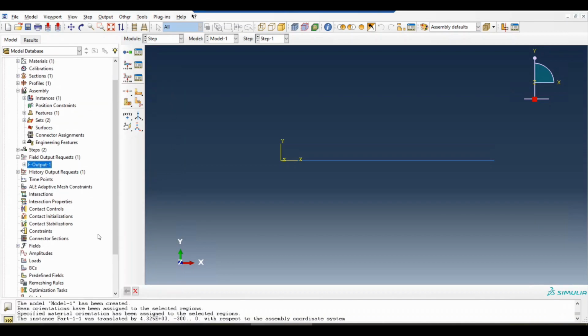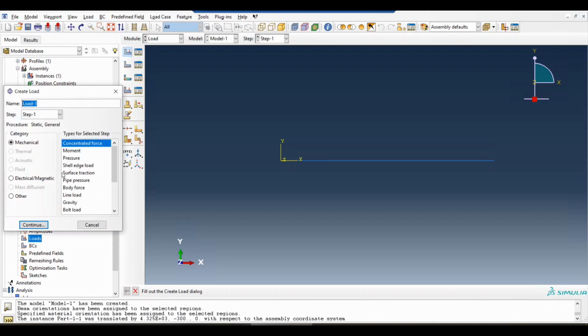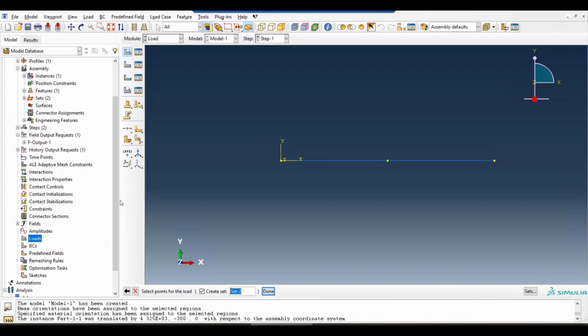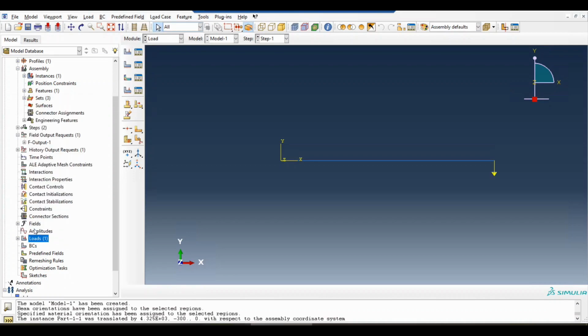Now here we have to specify load. So go to loads, concentrated force, and at this point we have 50 kilonewton force acting downwards. So this is 0, this is minus 50,000, that's 50 kilonewtons. So that's OK. Now we have our load assigned.